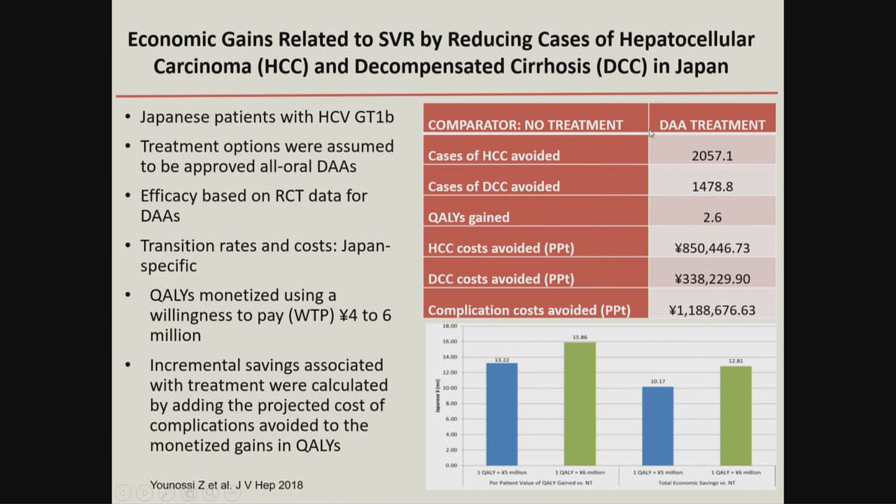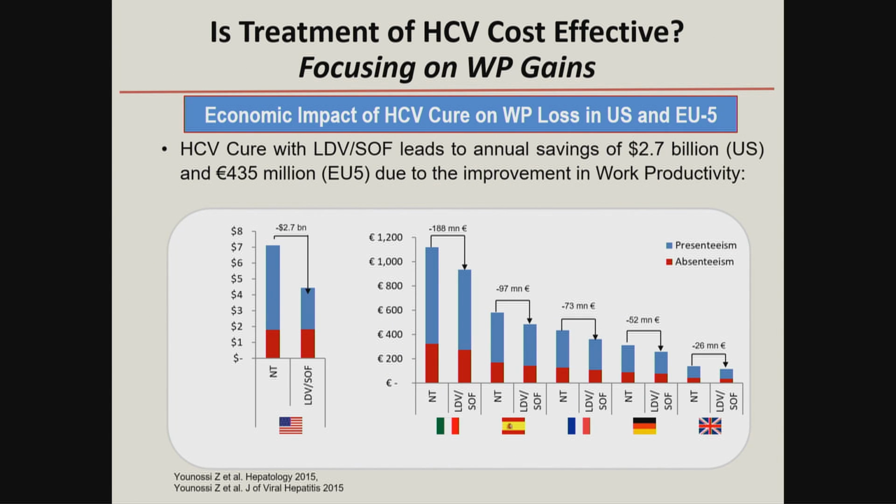And when you look at the comparison to no treatment, you'll see that there's a significant number of cases of HCC avoided. There are also quality-adjusted life years that are gained, and that translates to a significant amount of per patient cost of HCC, decompensated cirrhosis, as well as costs of complications that are avoided, leading to a substantial improvement in economic burden in patients with hepatitis C in Japan by just reducing HCC and decompensated cirrhosis.